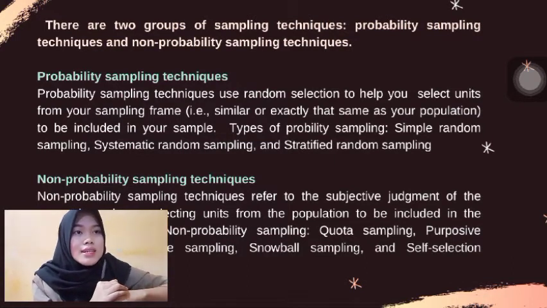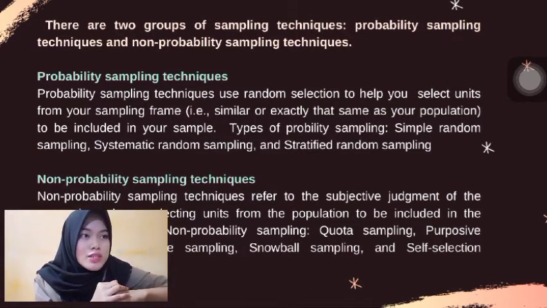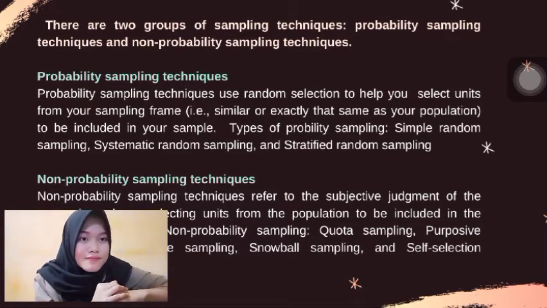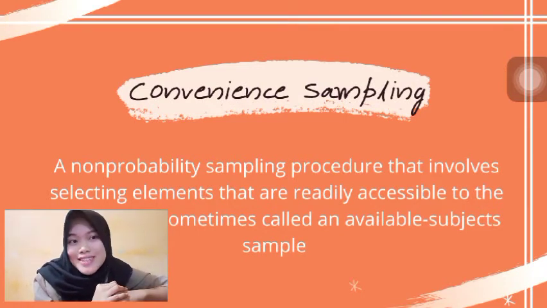The second technique is non-probability sampling technique. Non-probability sampling technique refers to the subjective judgment of the researcher when selecting units from the population to be included in the sample. The types of non-probability sampling are quota sampling, purposive sampling, convenience sampling, snowball sampling, and self-selection sampling. Here, in this special occasion, I want to tell you about convenience sampling more.